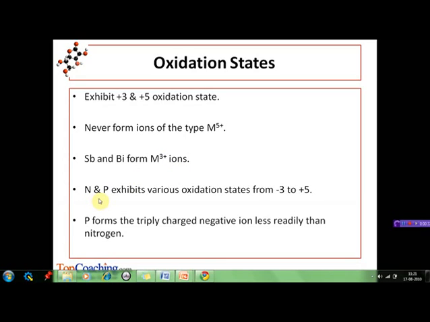Nitrogen and phosphorus exhibit various oxidation states from -3 to +5. Being smallest in size, nitrogen has a tendency to accept 3 electrons and form N3-, that is nitride ion. Phosphorus also forms such similar phosphide ion, but not with the same ease. Other elements do not have any tendency to form triply charged negative ion.